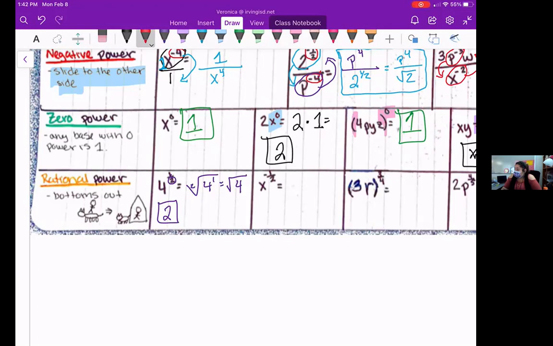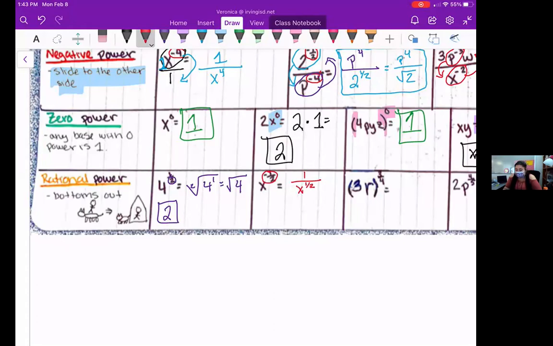So do y'all see that negative? So what law would that be? There you go. So when we have a negative exponent, what do you do? You just slide to the other side. So this is really 1 over x to the power of 1 over 2.